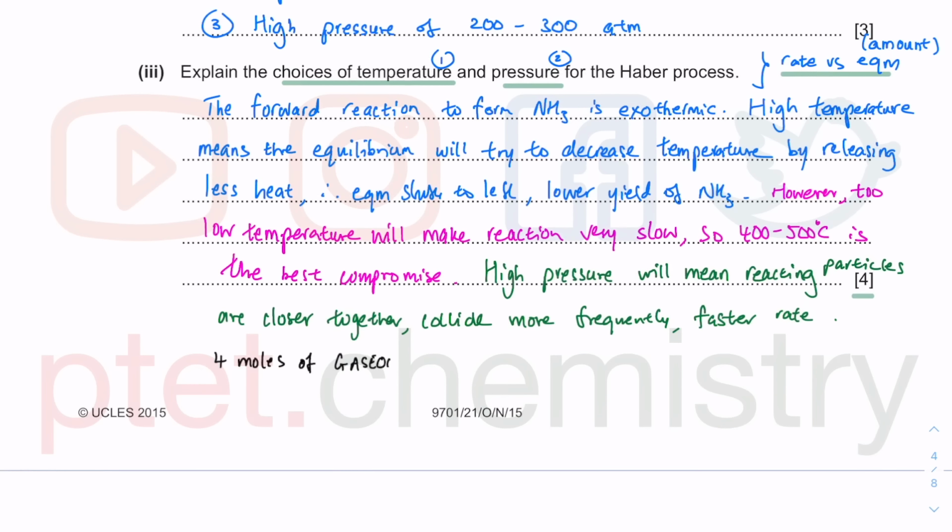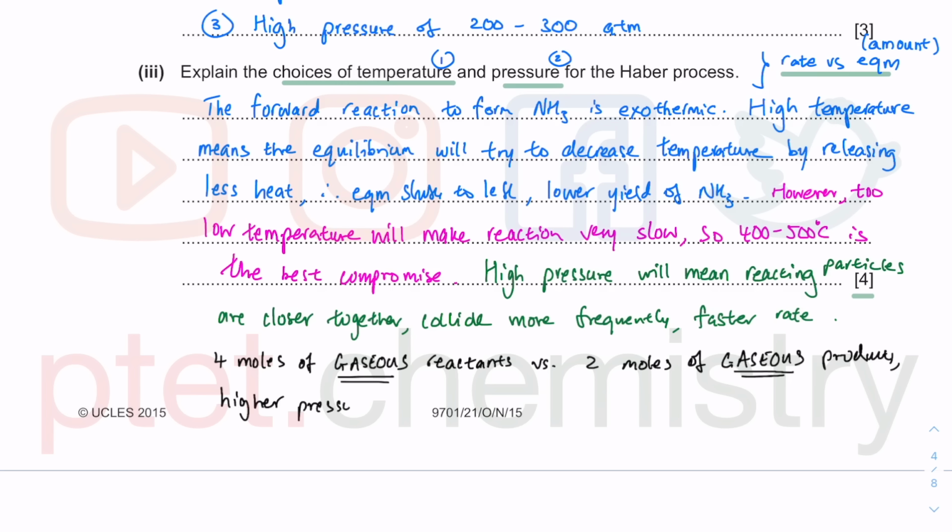I think a lot of people forget that. They just say 4 moles on the left, 2 moles on the right. That is not correct because pressure affects gases the most. So 4 moles of gaseous reactants versus 2 moles of gaseous products. So at higher pressure, the equilibrium will shift to the side with fewer gaseous molecules, so 2 moles of gaseous products. Higher pressure shifts the equilibrium to the side with fewer gaseous molecules, which means in this case it's going to favor the right hand side.